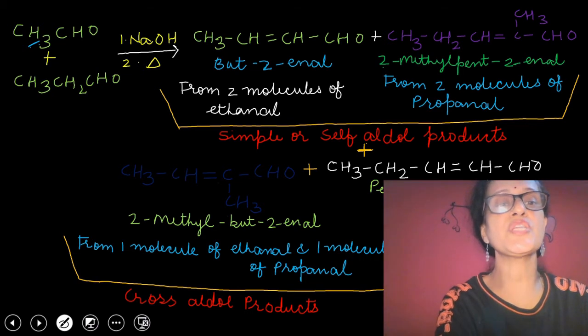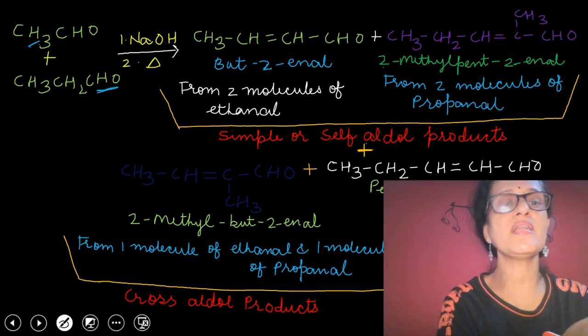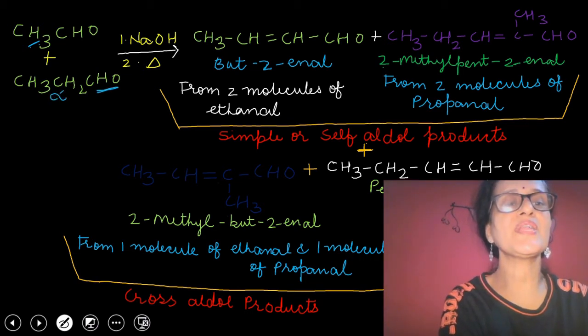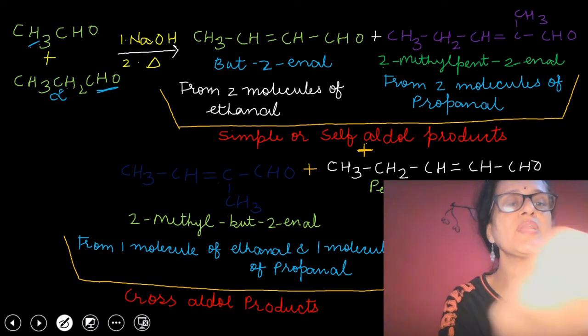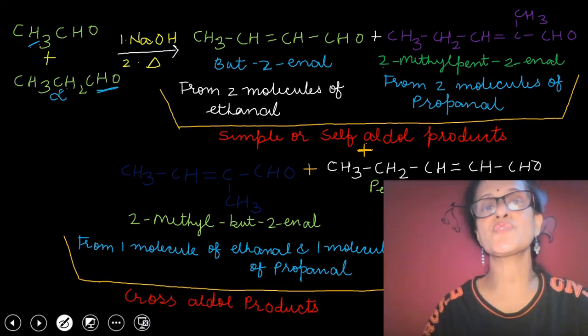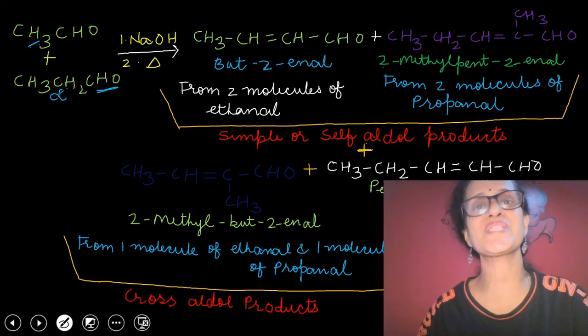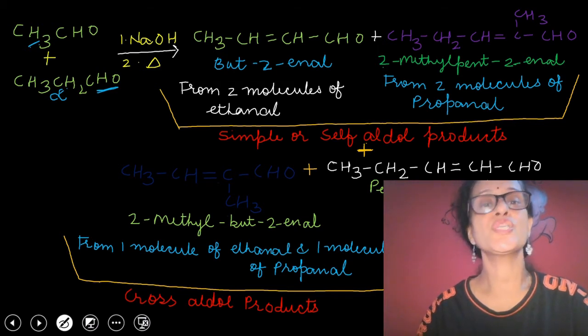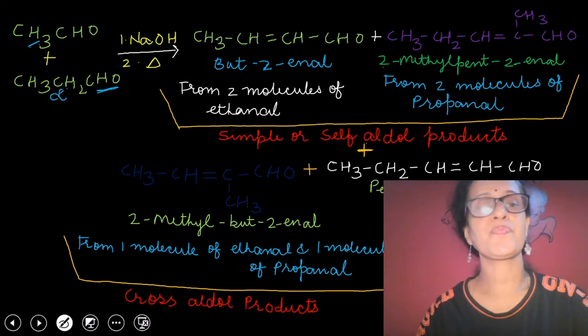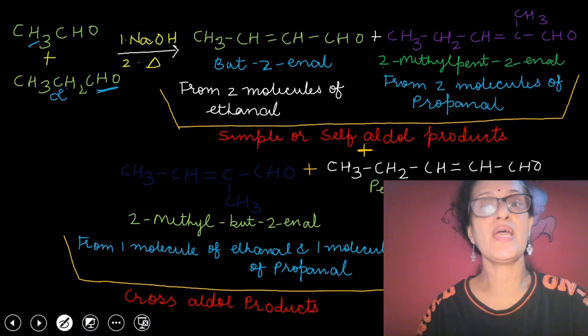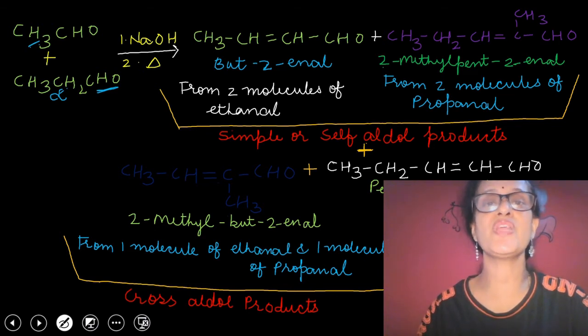This is the functional group CHO of propanol, and this is the alpha carbon atom. On the alpha carbon atom you can see that it consists of 2 alpha hydrogen atoms. So propanol consists of 2 alpha hydrogen atoms. So as both the reactants contain alpha hydrogen atoms, we will get a mixture of 4 different products.